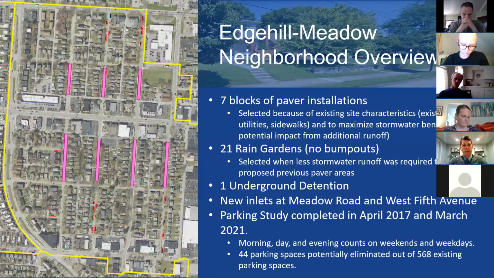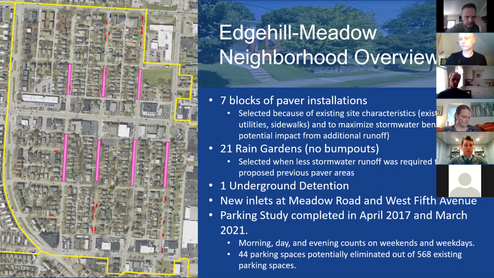project area. So our project includes 7 blocks of paver installations. And as Nick mentioned, the reason we went with the pavers, and those are shown in the purple there, was existing site characteristics, working around some of the existing utilities and other characteristics of the site itself. And in addition to the necessary stormwater treatment benefit, these sites were selected.